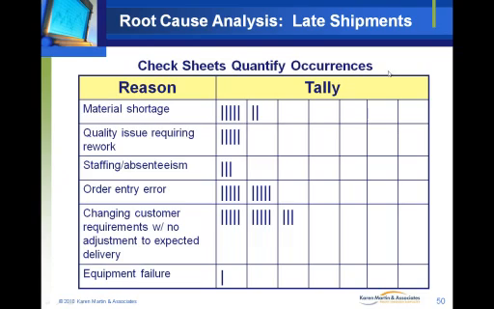This is not a quality problem. This is a late shipment problem. But it was literally giving a group of customer service support people a check sheet with these possible reasons that were from the fishbone diagram, and then for a few days they tallied how many calls they got where that was the reason.